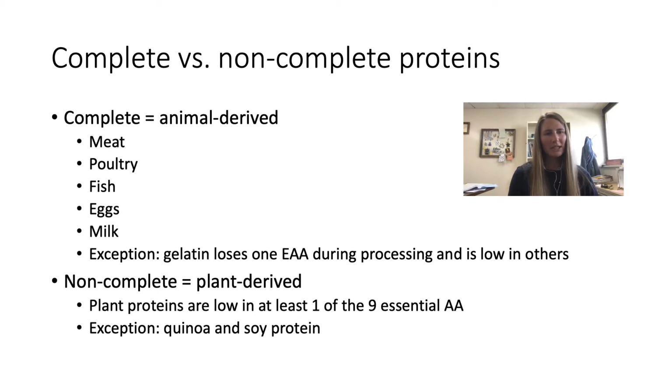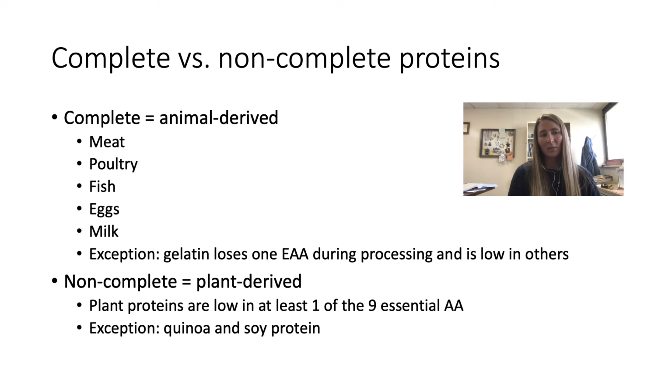So I mentioned complete versus non-complete protein. A complete protein is a protein that provides all of the essential amino acids. Any animal-derived protein, with the exception of gelatin, is a complete protein. So meat, poultry, fish, eggs, milk. Gelatin, during the processing of gelatin through heating, we lose one of the essential amino acids, and it becomes low in others, so it's not quite a complete protein.